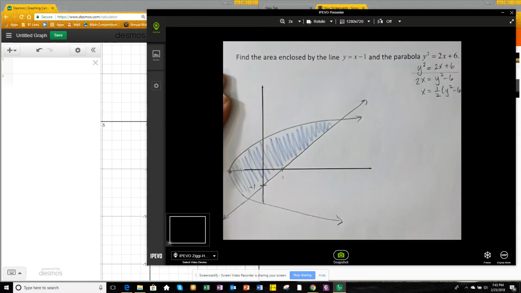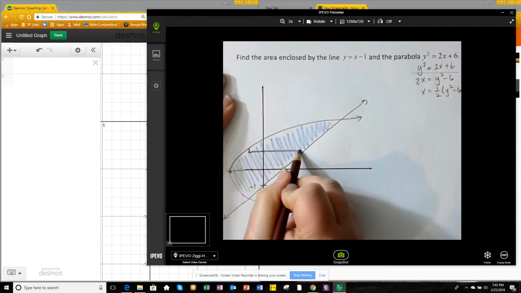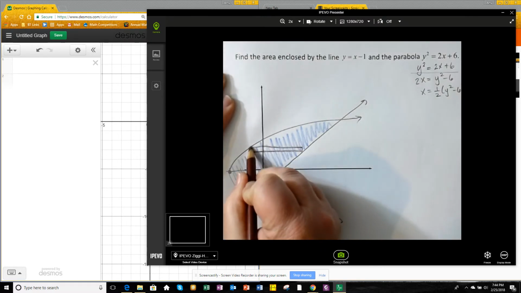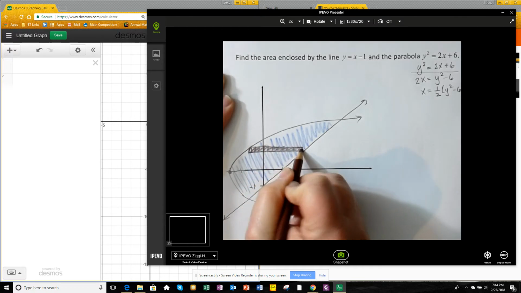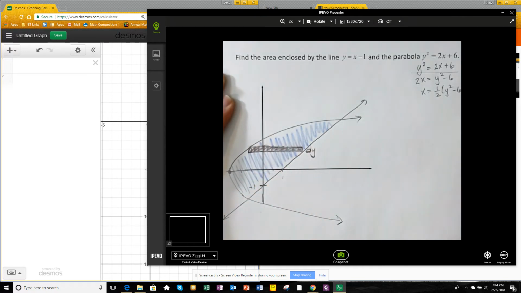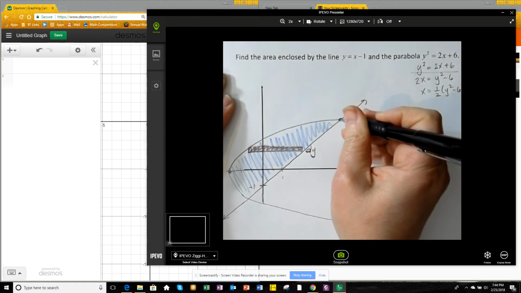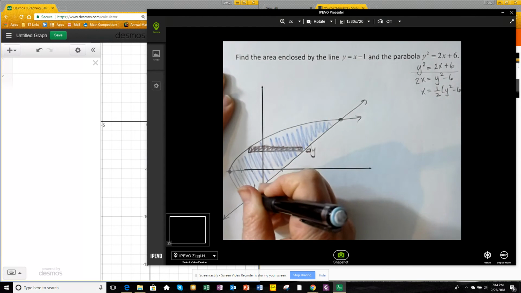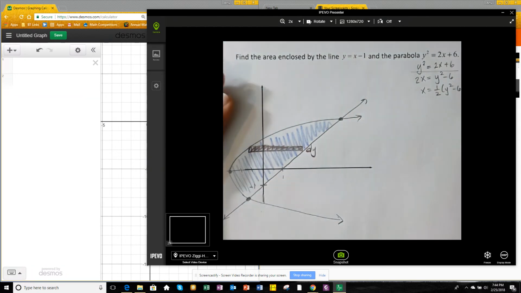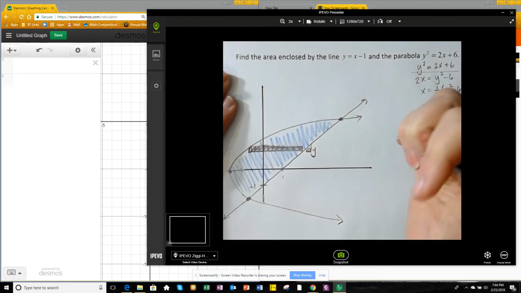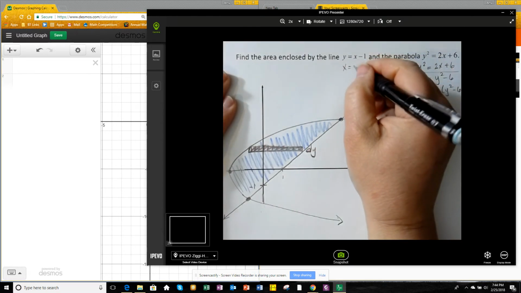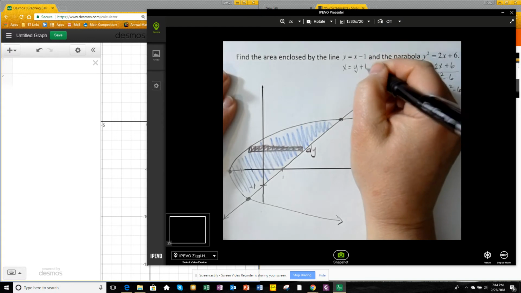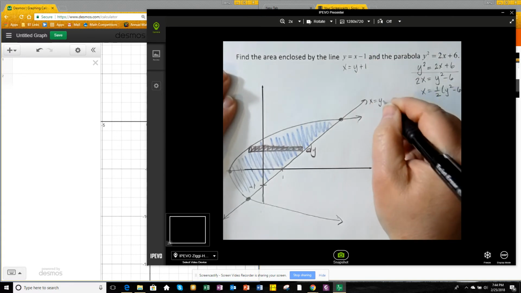Okay, and we're going to integrate with respect to y because the right minus the left looks like a one integral setup, which is nice. So we'll integrate with respect to y, and then we have to figure out what these two points of intersection are. Okay, and this is going to be x equals y plus 1. So that's what this line is, x equals y plus 1.